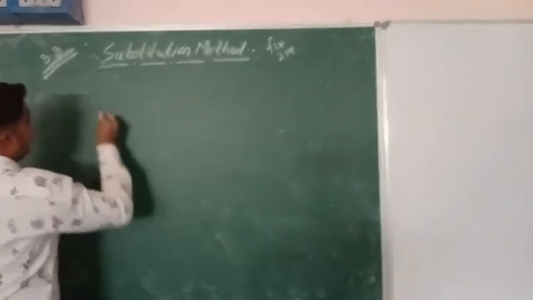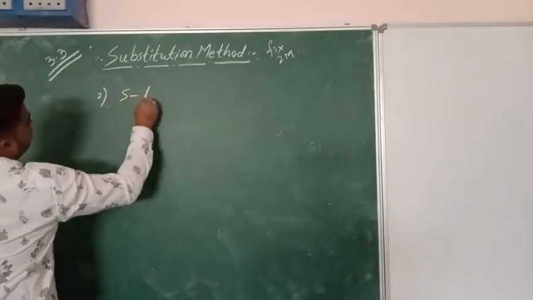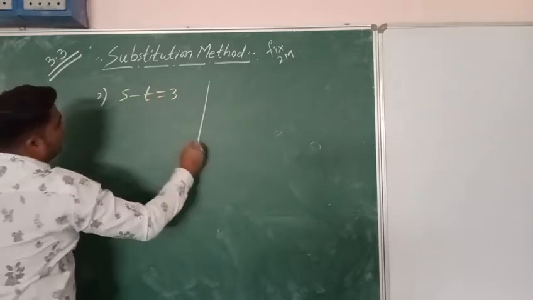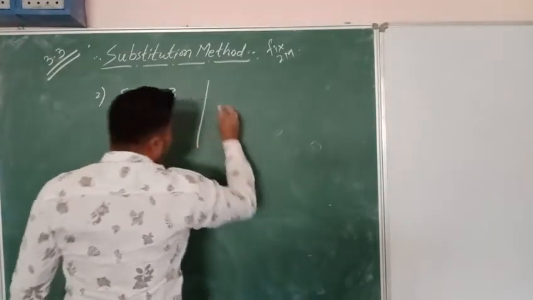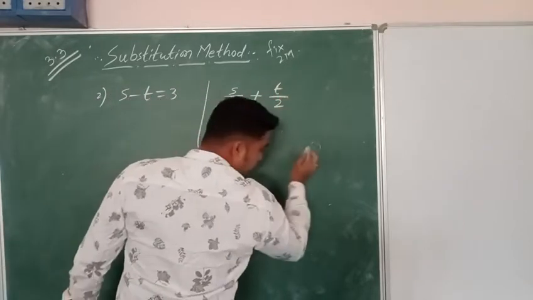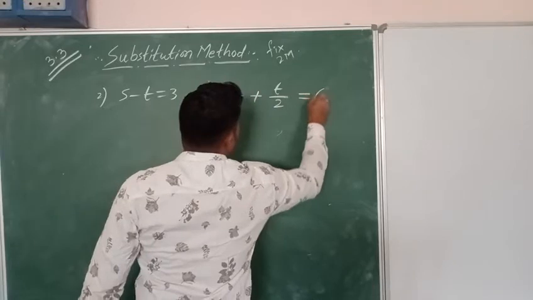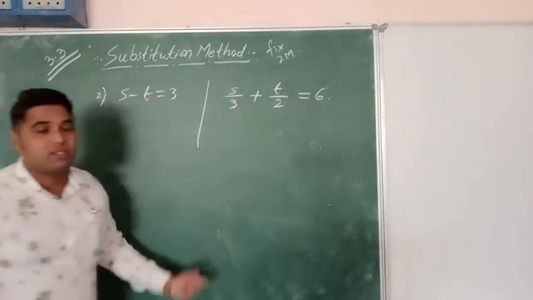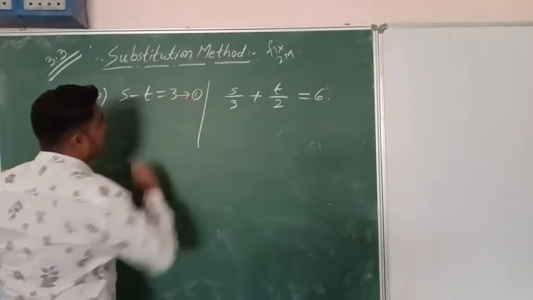Now I will write the second question. s minus t equals 3, and s by 3 plus t by 2 equals 6. So observe, this is the second question that also we have to solve by the substitution method. This is the simplest equation. We need not do anything. So this I can give as equation number 1.